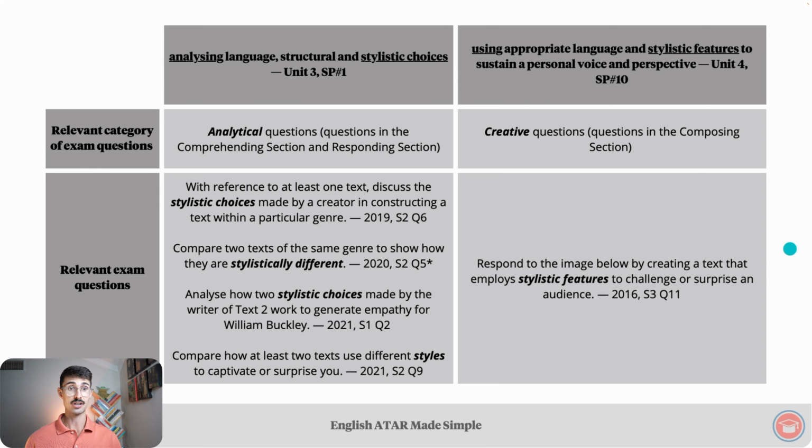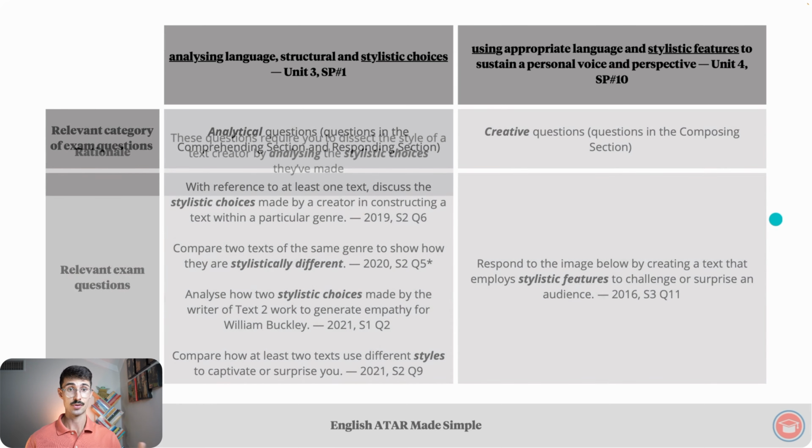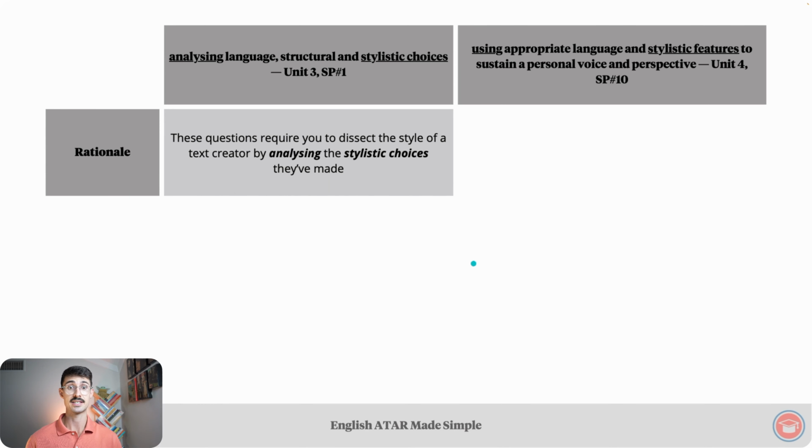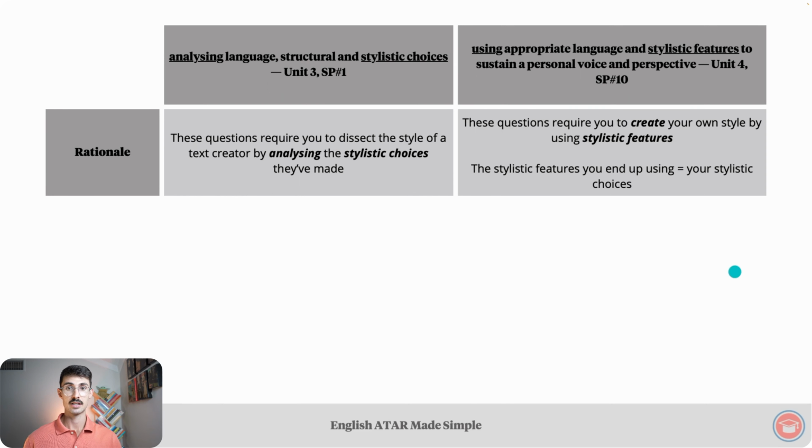In the context of the analytical questions, the one over in this cell, those questions require you to dissect the style of a text creator by analysing the stylistic choices that the text creator has made. The creative questions require you to create your own style by using stylistic features. The stylistic features you end up using equal your stylistic choices.